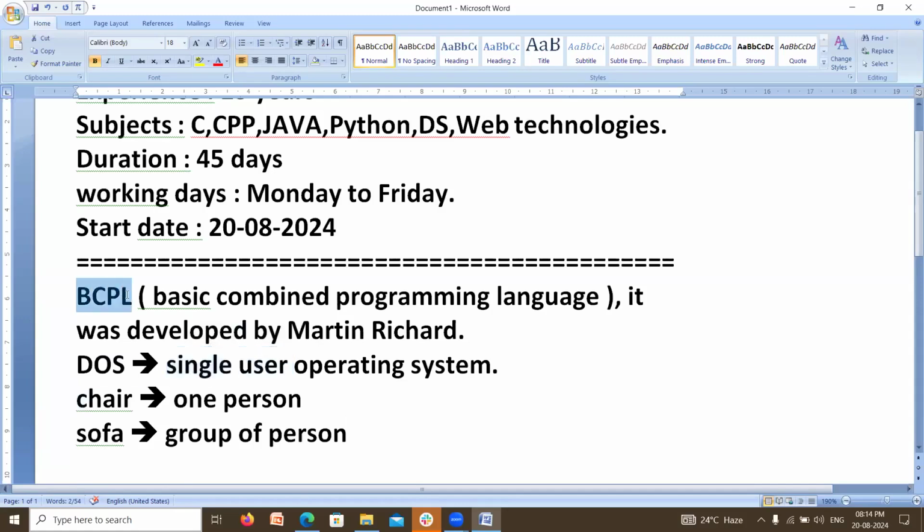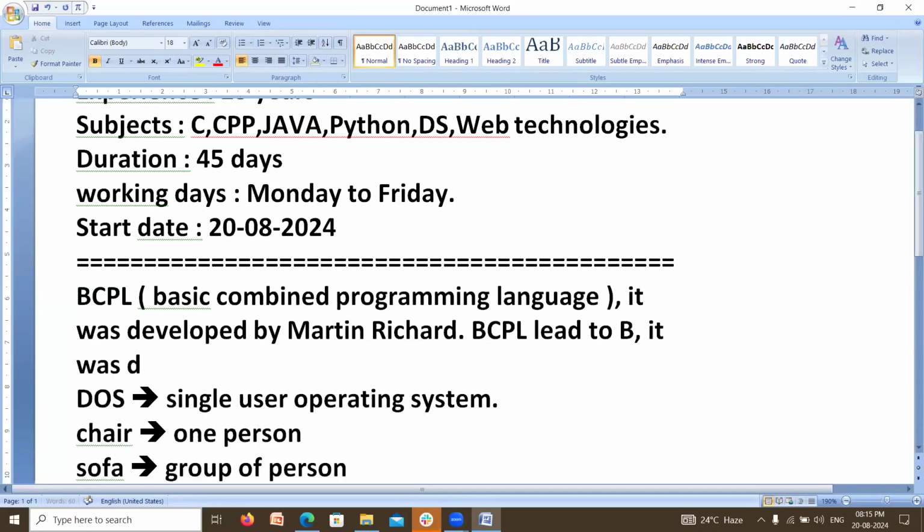So at that time, they wanted to develop a multi-user operating system. By using BCPL, they tried to develop a multi-user operating system, but they failed. Why? Because BCPL does not have that much capacity to build a multi-user operating system. So they developed a new programming language and named it B. So from BCPL, we got B language.